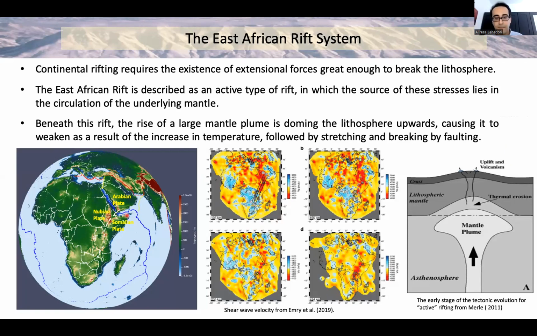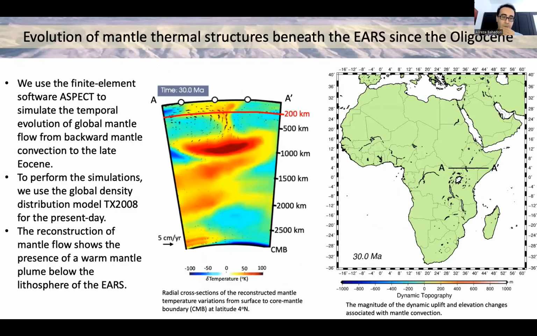And then we know from the seismic data that right below the rift, the rise of a large mantle plume is doming the lithosphere upward and causing it to break as a result of the increase in temperature, which is followed by stretching and also breaking by faulting.